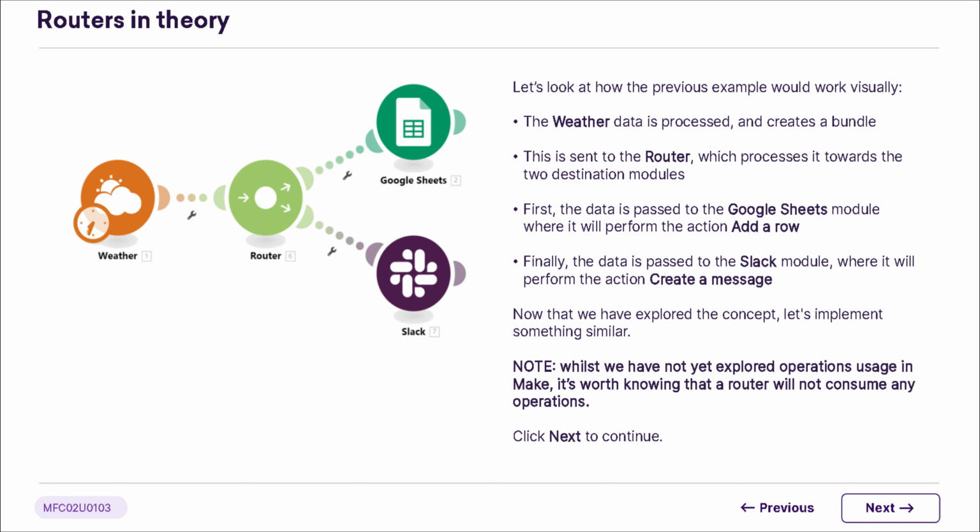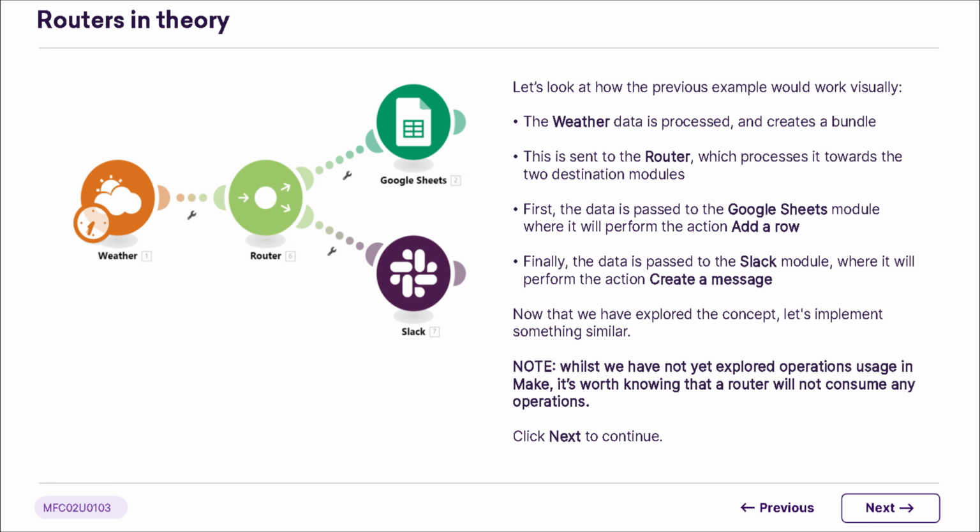Imagine we have weather data that's been processed into a bundle. This bundle then travels to a router. Think of the router as a decision maker that directs the data where it's needed. First, our router sends the data straight to Google Sheets, where a new row is automatically added. This allows us to keep a running log of weather updates. Next, the same data goes to Slack, triggering a new message creation. This ensures relevant teams are instantly informed about the latest weather changes. An important point to note is that using a router doesn't consume any operations, which means you can efficiently manage how data is distributed without worrying about extra costs.